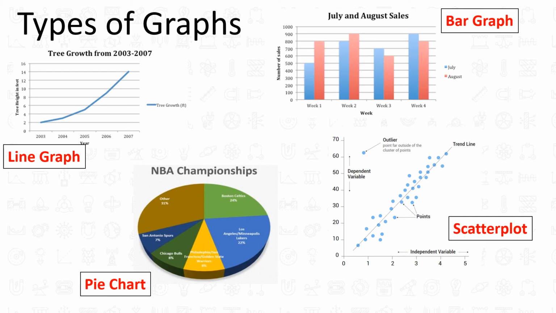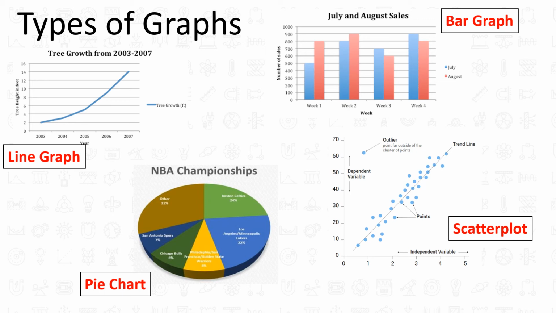Now let's go on to types of graphs. So types of graphs, we can see a line graph in the upper left-hand corner. So it shows us that there's tree growth from 2003 to 2007. It's a line that's connected, so we see it change over time.